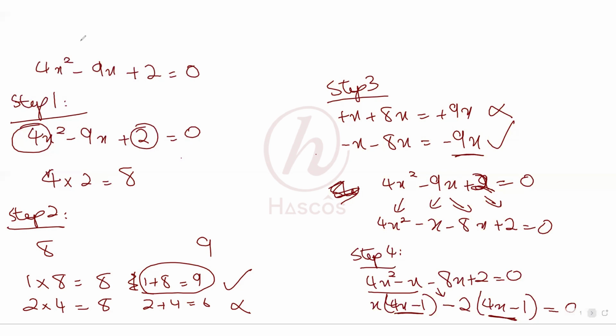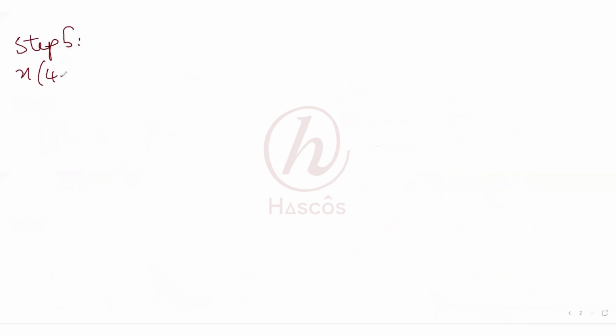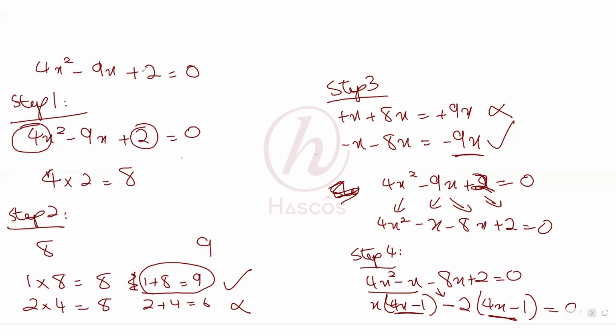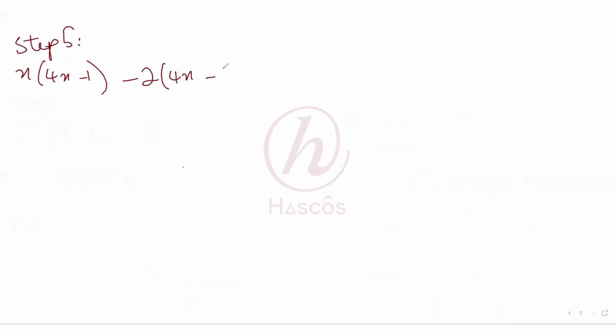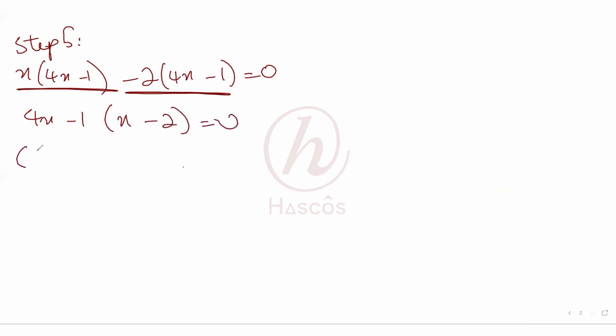In step number 5, I just rewrite the simplified formula from step 4. That's x bracket 4x minus 1 minus 2 bracket 4x minus 1 equals 0. We take 4x minus 1 out as common. When we take away 4x minus 1 from this one, we have x left. When we take away 4x minus 1 from this, we have a minus 2 left. We apply the bracket on both sides of the 4x minus 1, and this is our simplified form.